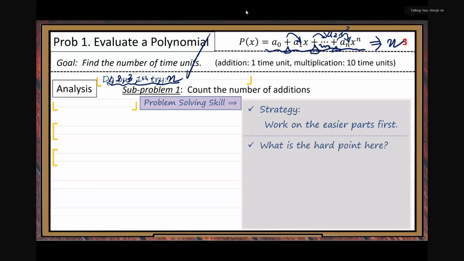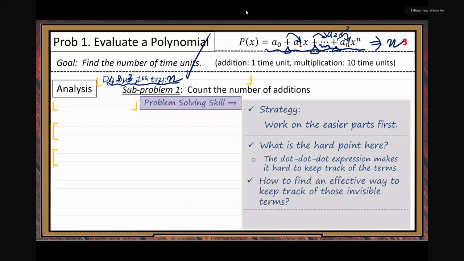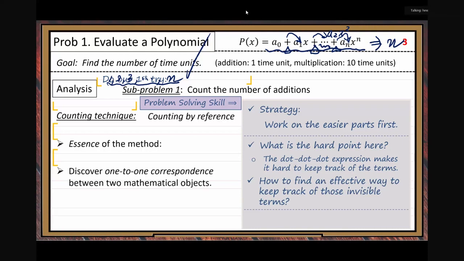The hard point, yeah, so here I explained, so we couldn't keep track of the data, right? So here, I just described this counting technique, counting by reference, okay? The essence of the method, here I use a small program to explain.